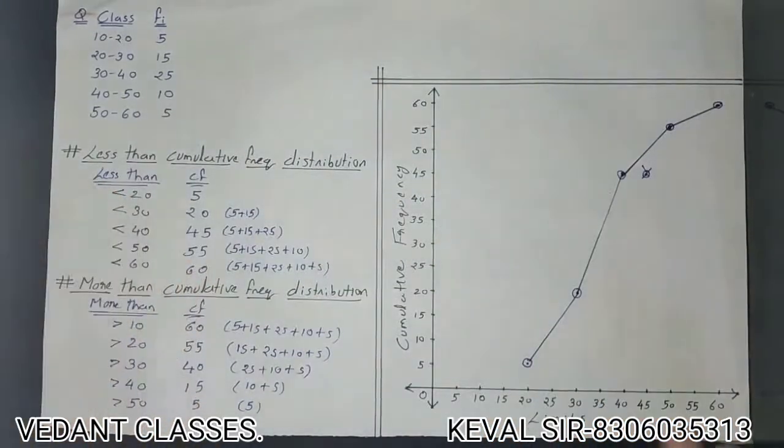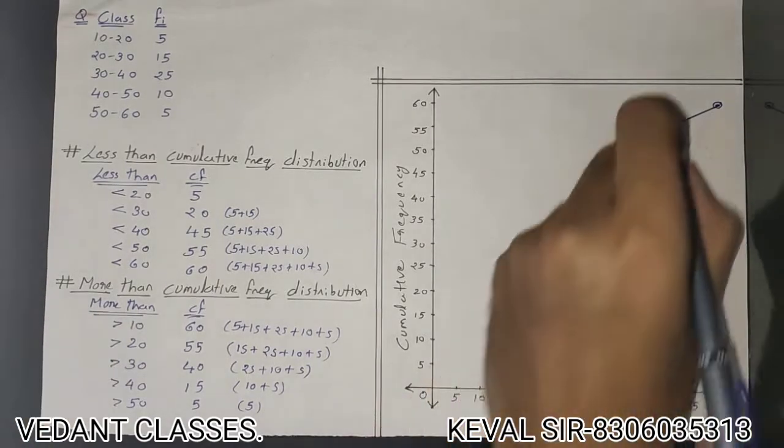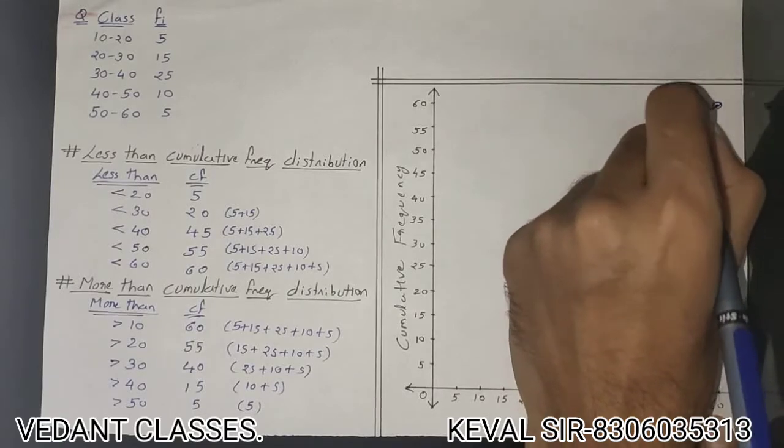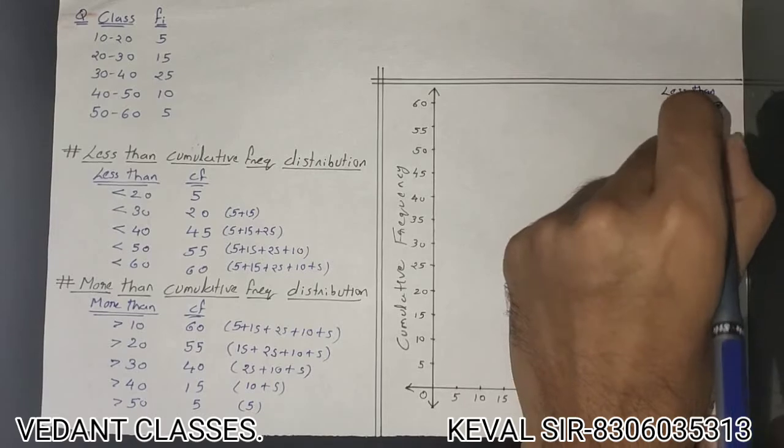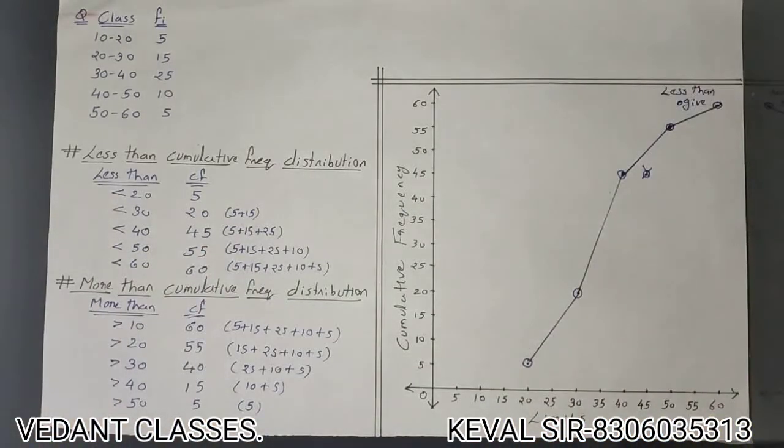So you get a curve like this when you join all these points. So this is the graph for the less than ogive. Now let's plot the graph for the more than ogive.